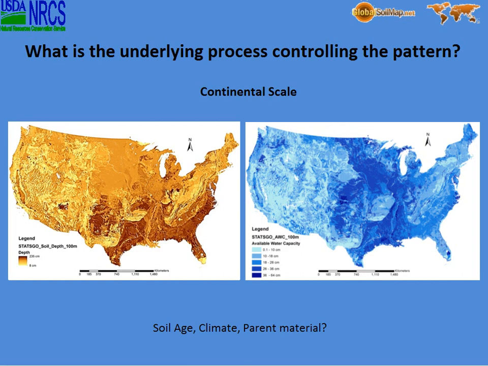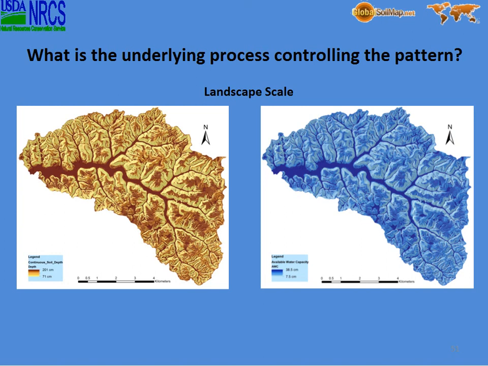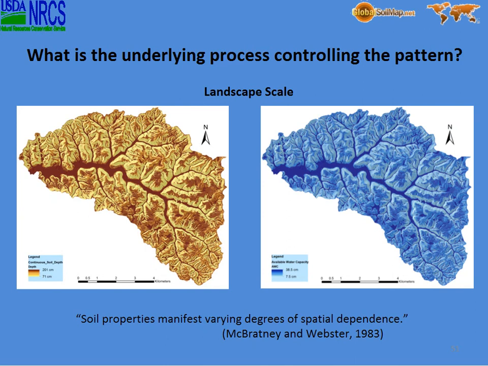But if you go to a landscape scale and you compare the same maps, you can see that they look very similar. The reason they look similar is that at this scale, it's the soil depth really that controls the available water holding capacity, because the parent material is the same, it's all over this silt and sandstone underlying geology.